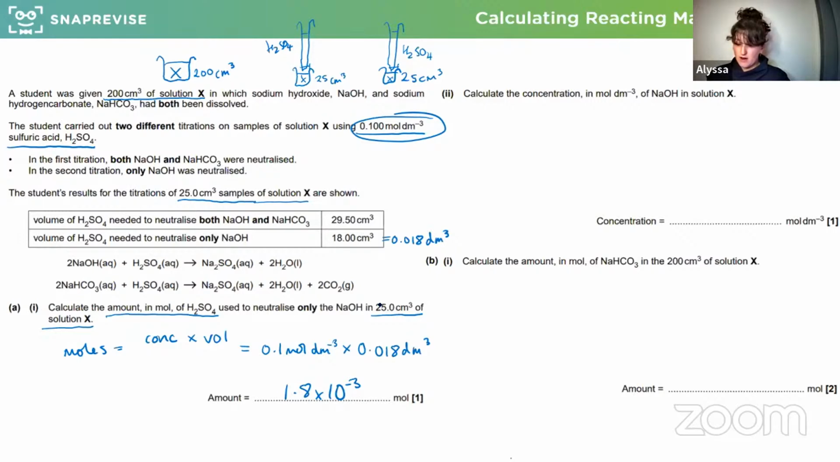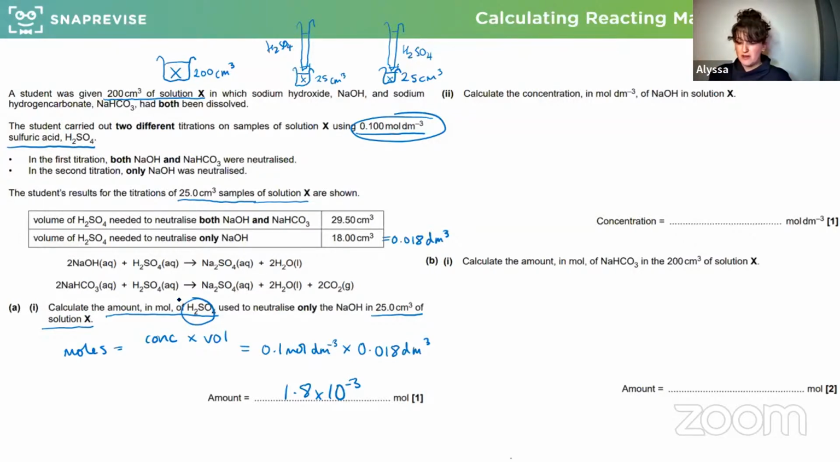So I don't need to use 25 centimeters cubed of solution X because at the moment, to go back to Hamza's question, I'm only interested in the moles of H2SO4. So all I need is a volume and a concentration of H2SO4. That's all they've asked me about.